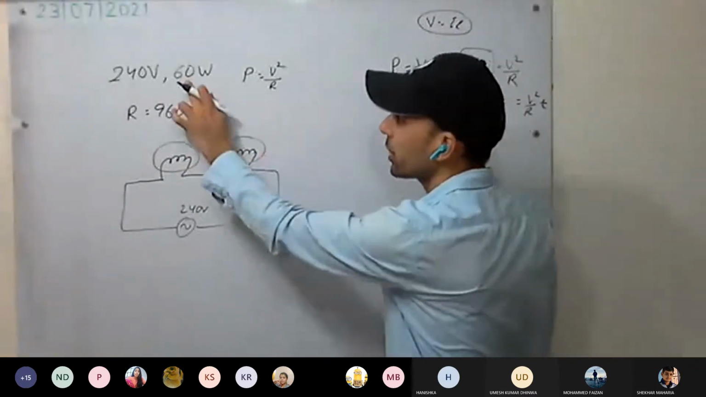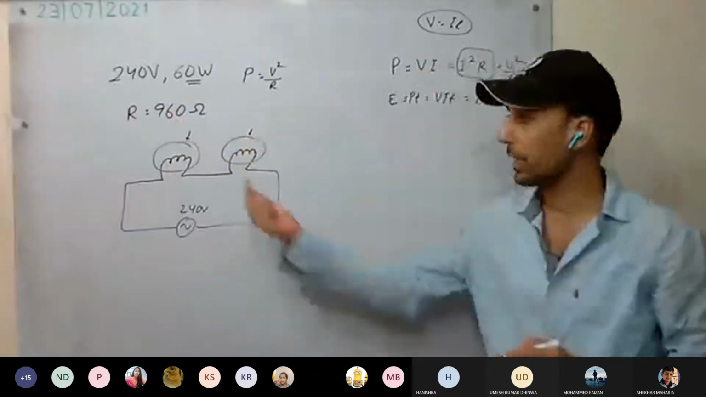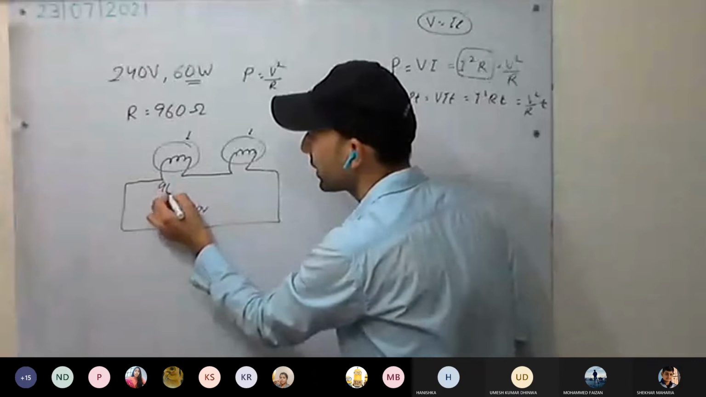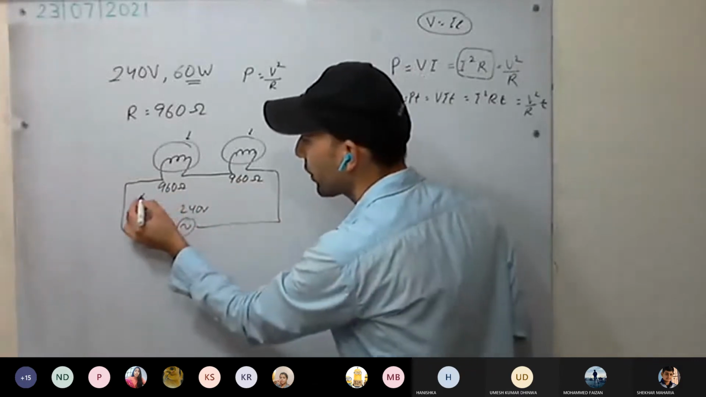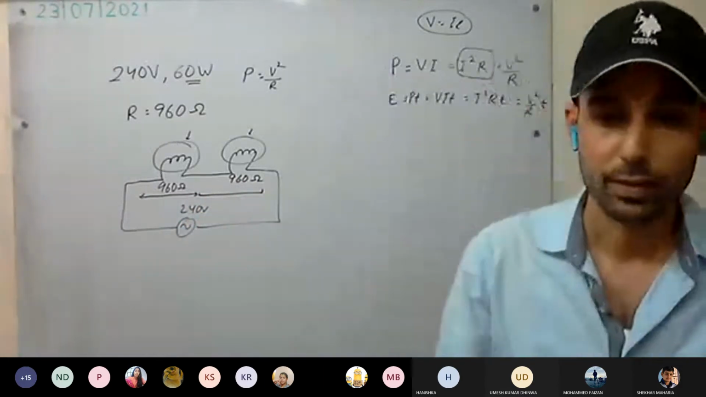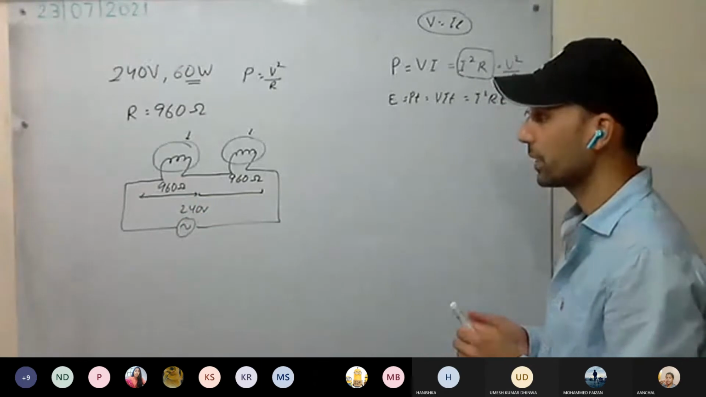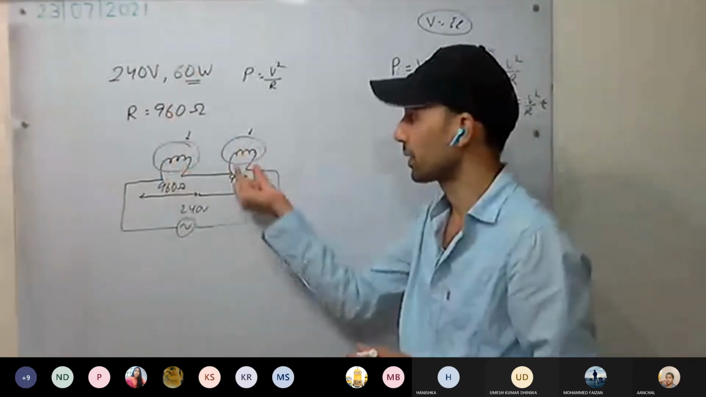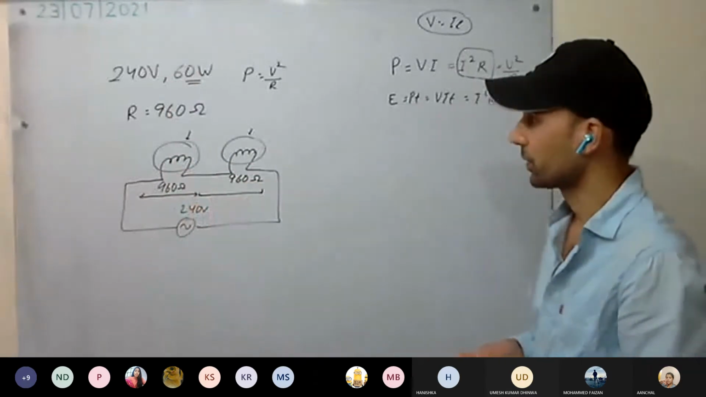Why? It means they are not consuming 60 watt power. They are consuming less power. This time they are consuming less power. Each is of 960 ohm, 960 ohm. Okay. Can you tell me what will be the potential drop across this one and this one? How much it will be? Both are same bulbs. So, how much will be the potential drop?